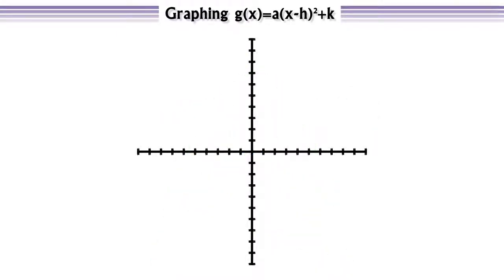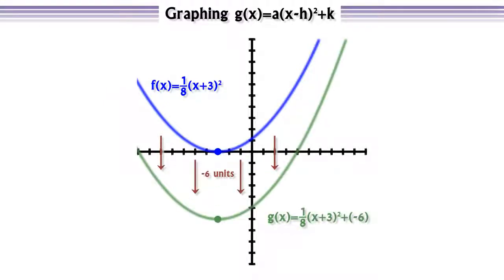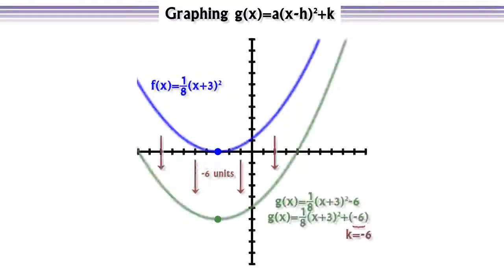Again, if we wanted to shift the quadratic function f(x) = 1/8 (x + 3)² down 6 units, think of it as shifting the parabola up negative 6 units. So we would add negative 6 to the end of the function, which is the same as subtracting 6. In this example, k = -6. Remember that k represents how many units up the parabola was shifted. Notice that this shifted the vertex of the parabola from (-3, 0) to (-3, -6).